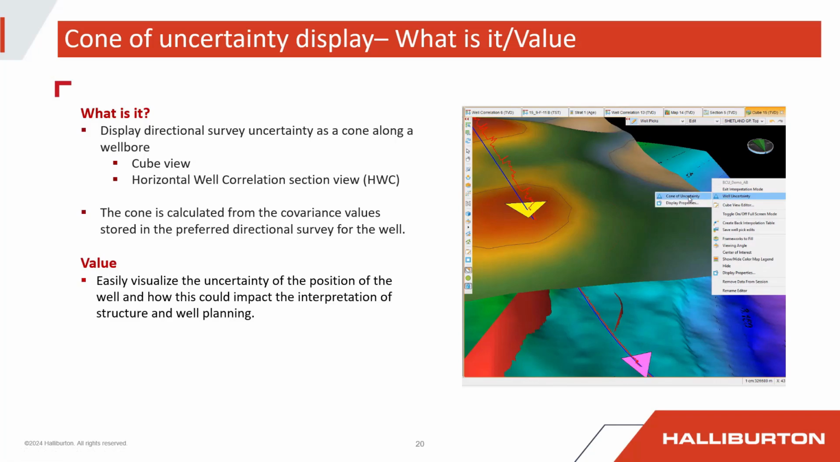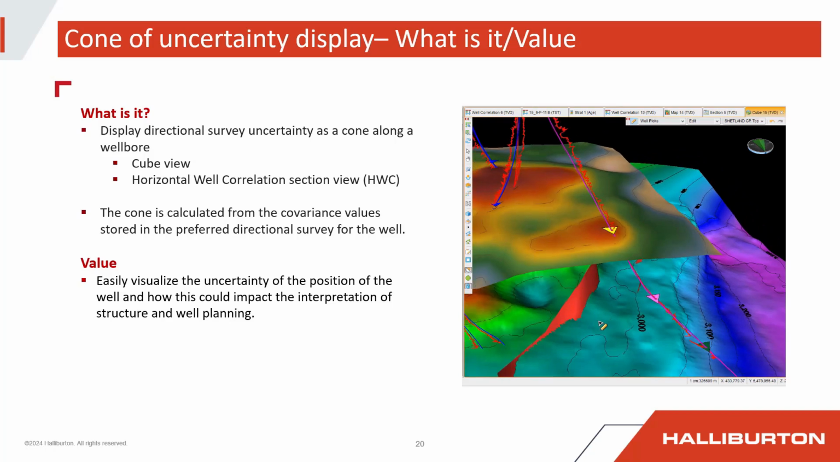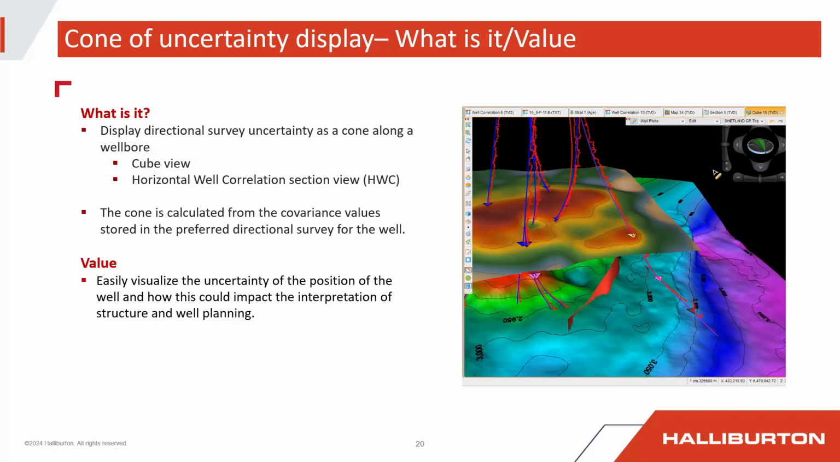The option for the cone of uncertainty display is available when I right-click and select the well uncertainty option, and this will turn on the cone for all wells with covariance data. There is the option to change the color and opacity of the cone as well.